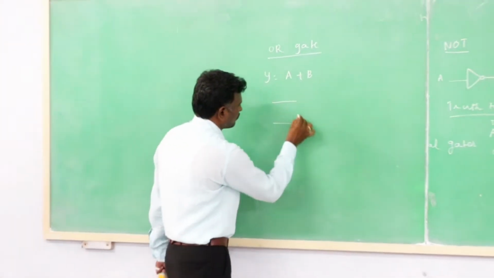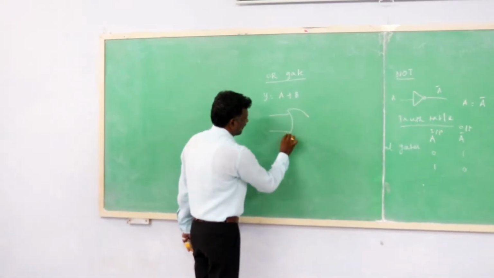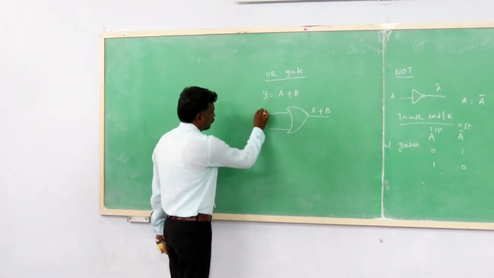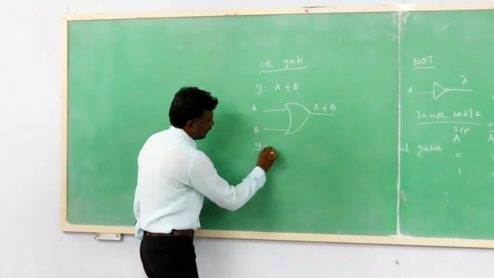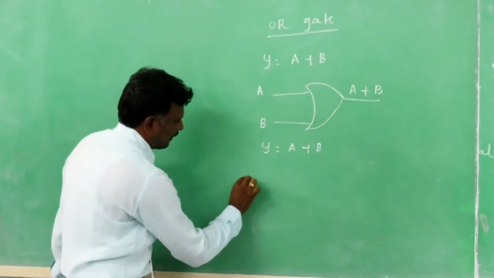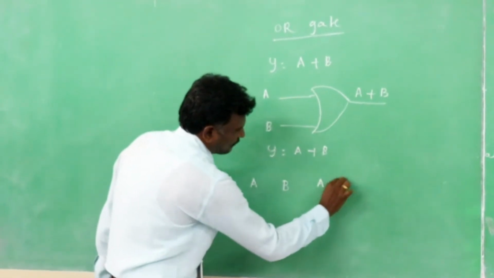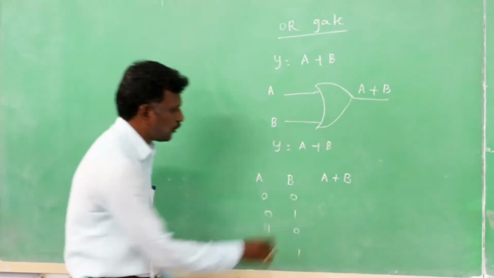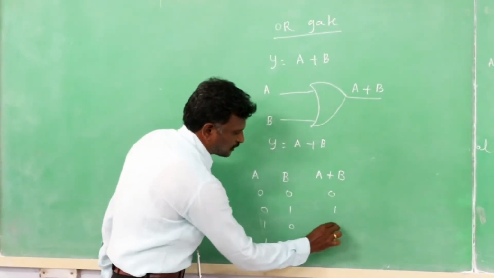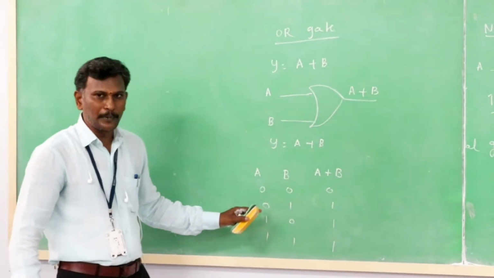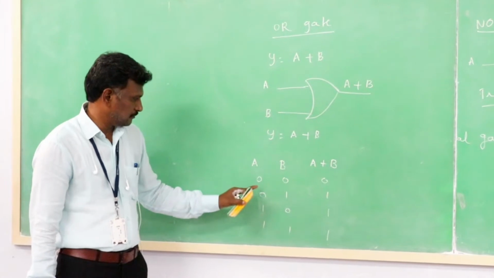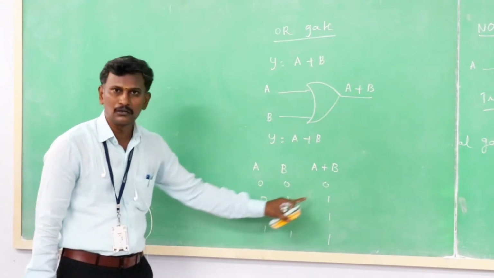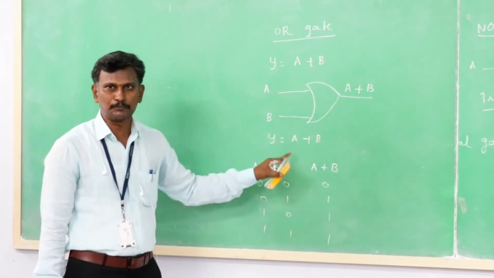First draw the logic diagram. This is the logic diagram of OR gate, A plus B. It performs addition operation. Truth table A, B, A plus B: 0 0, 0 1, 1 0, 1 1. So 0 plus 0 is 0, 0 plus 1 is 1, 1 plus 0 is 1, 1 plus 1 is 1. OR operation says that when both inputs are low, the output becomes low. When any one of the inputs is high, the output becomes high. This is the major concept of OR gate.